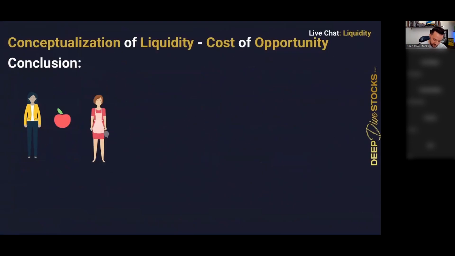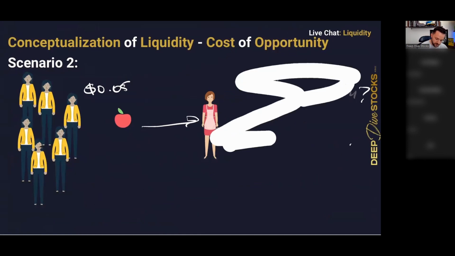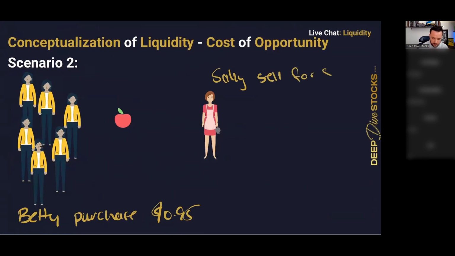What if this was reversed? What if this is Betty over here and she's willing to purchase for 95 cents, and there's only one Sally who's willing to sell for $1? Who's providing liquidity here? Sally is. Betty. She's providing the lubricant.